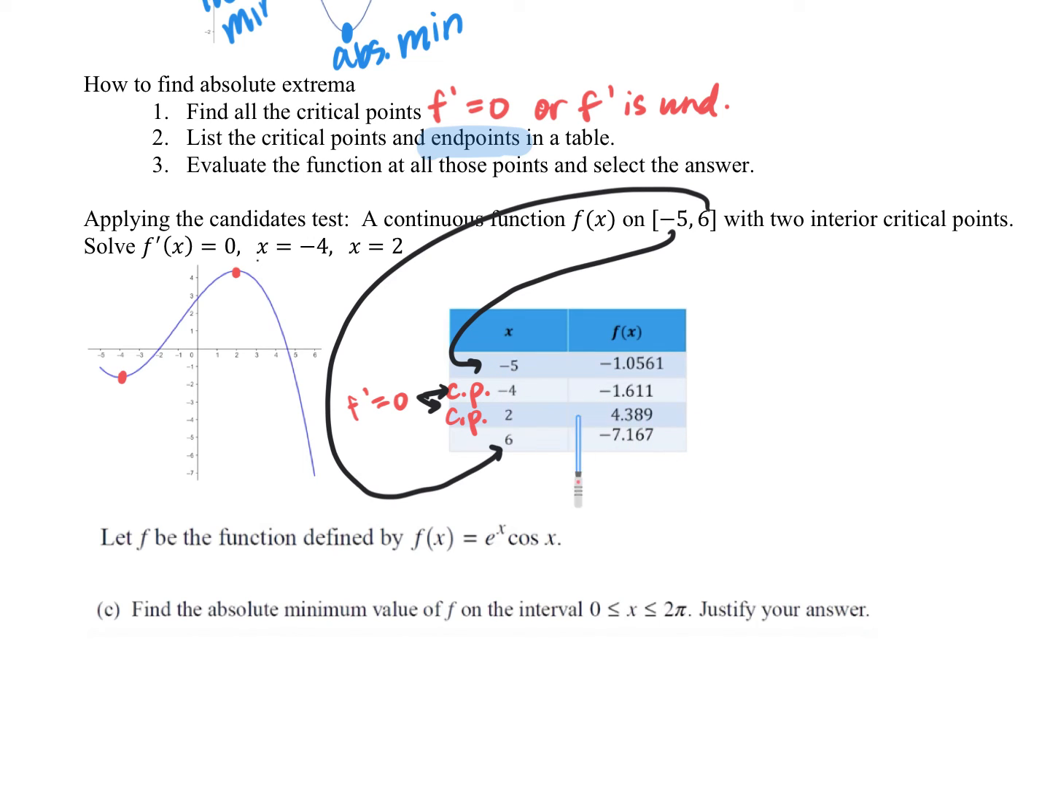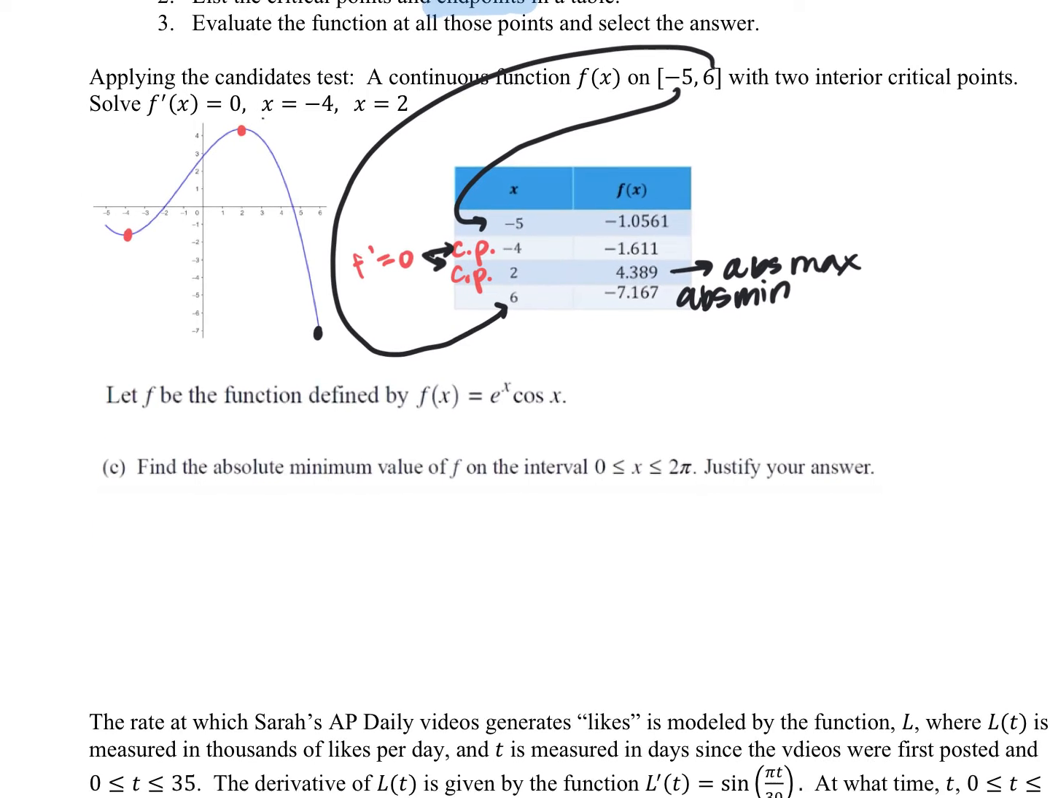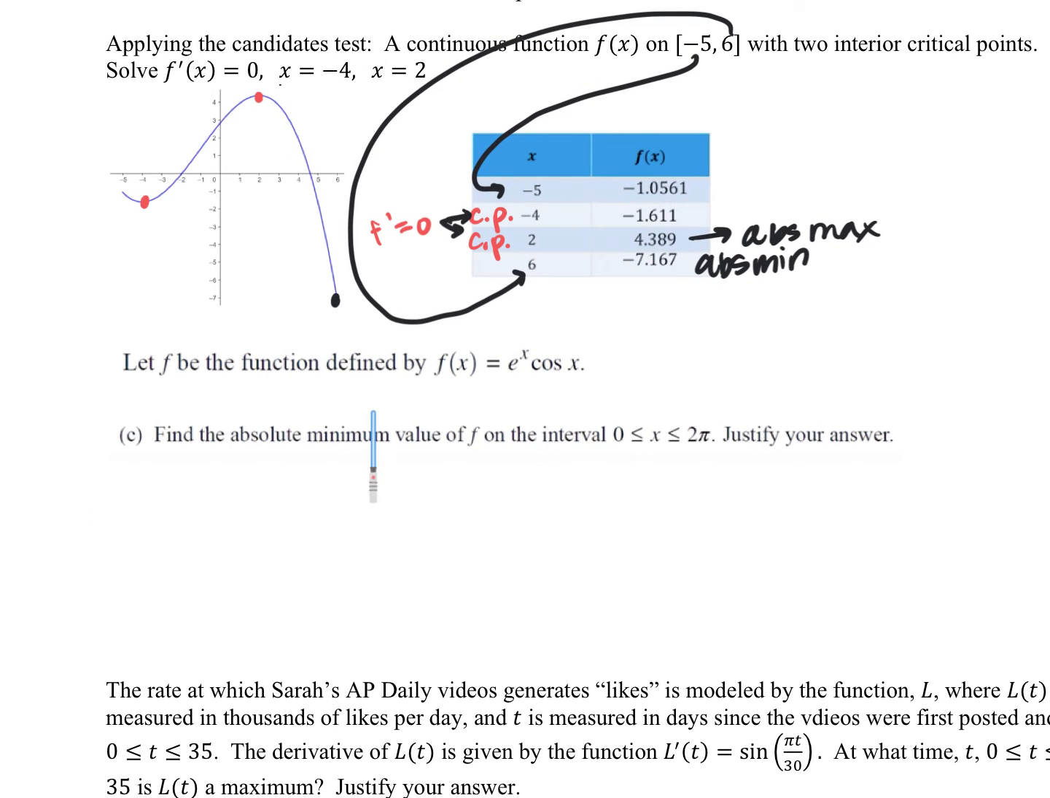Say that again. Oh, yeah, I'm sorry, I was looking up here. Yeah, you're saying this one, it's going to be my absolute min because my y value is the smallest there. We could have looked at that on the graph. Where's my absolute max going to be? At 2. Awesome. My absolute max has a value of 4.3, and that happens at 2. Okay. That's a lot. Let's go try this on our own.